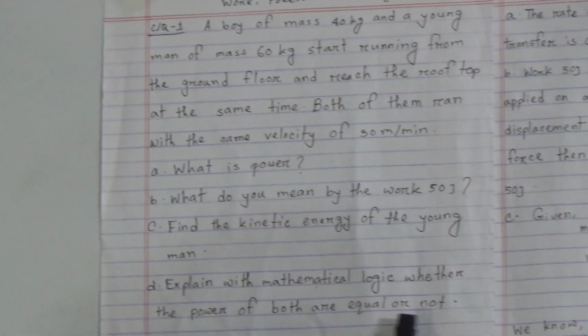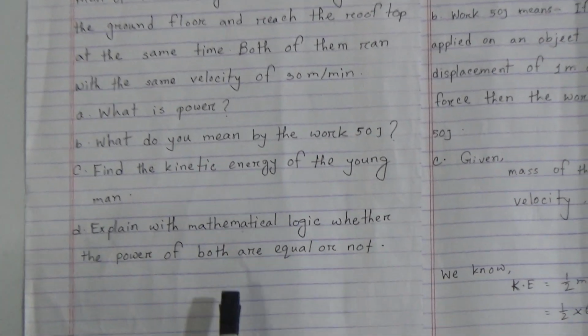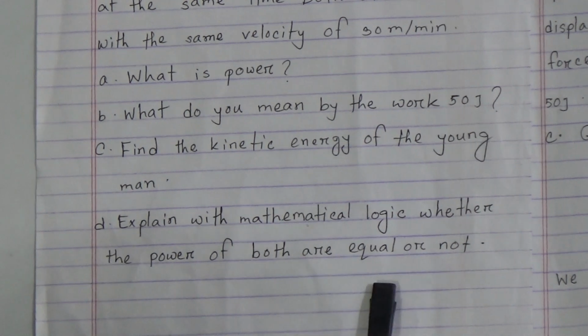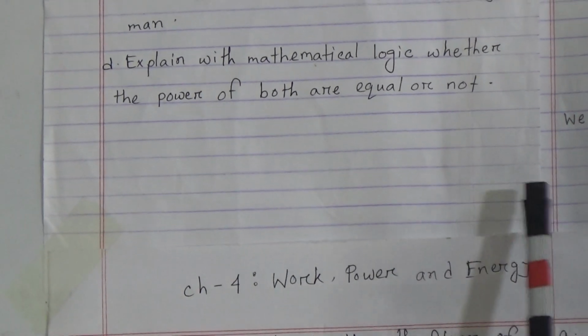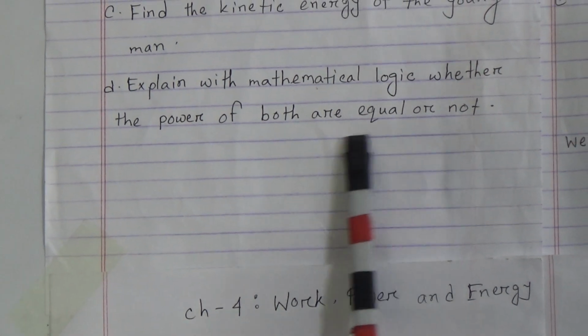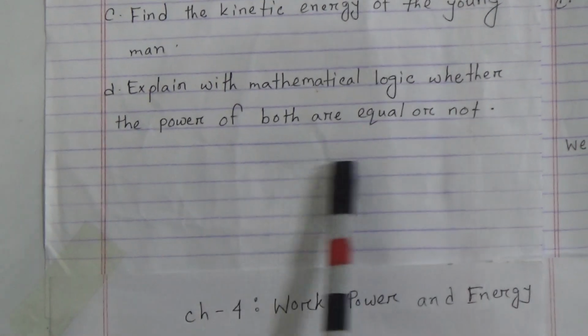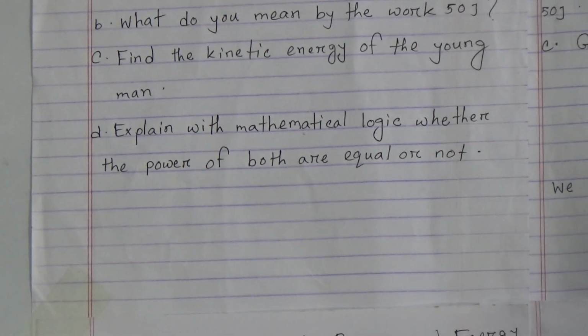Now we will solve question number D. Explain with mathematical logic whether the power of both are equal or not. My dear students, at first we have to find out the power of the young man and the power of the boy. Then easily we can find out whether the power is equal or not.